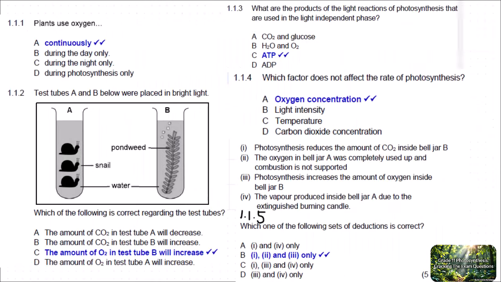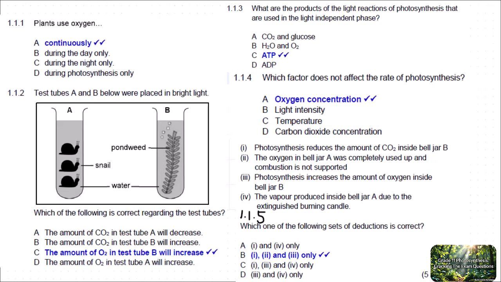Let's zip through these. For 1.1.1, the key is remembering respiration happens all the time, but photosynthesis, that needs light. Simple as that. For 1.1.2, you just have to know that a photosynthesizing plant is going to be pumping out oxygen. Now, 1.1.3 is all about ATP. Think of it as the rechargeable battery of the cell, carrying energy from the light phase to the dark phase.